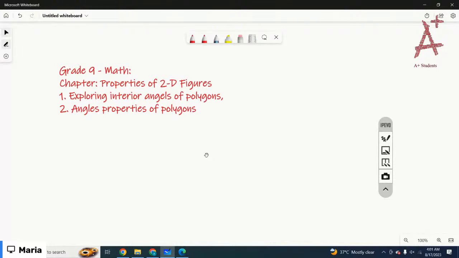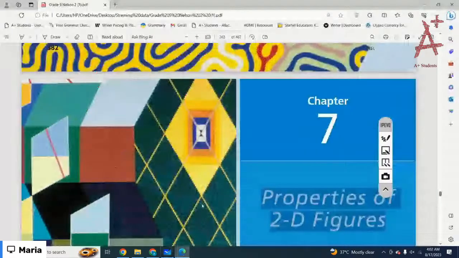We are here for grade 9 math. We are working on the book Principles of Mathematics Grade 9. Today we're going to start with chapter 7, properties of 2D figures, and the lesson we're going to start today is exploring interior angles of polygons, angle properties of polygons. Here I am on the grade 9 book. The chapter we're going to start with is properties of 2D figures. So let's just start with the lesson.